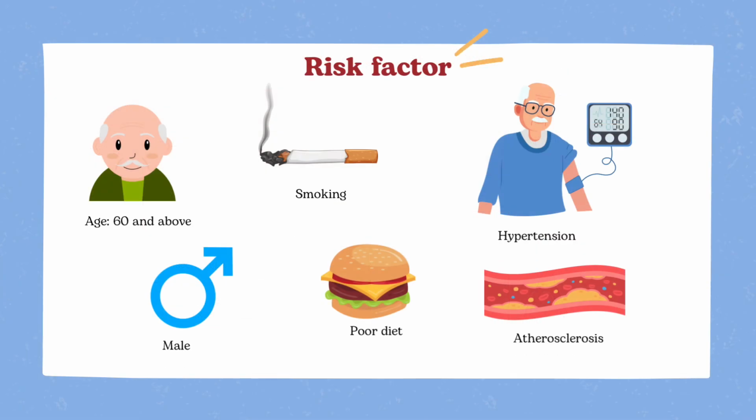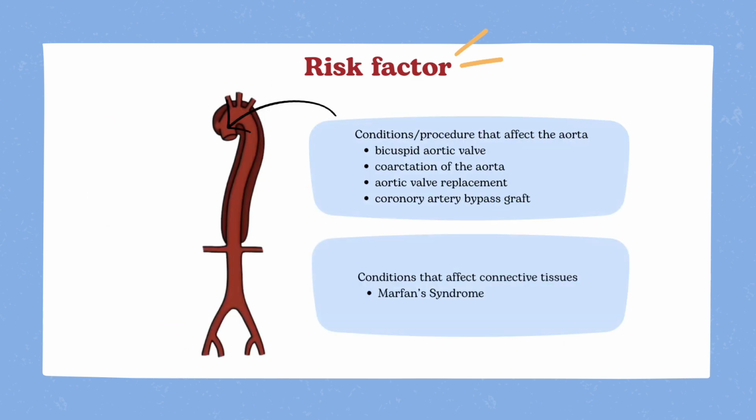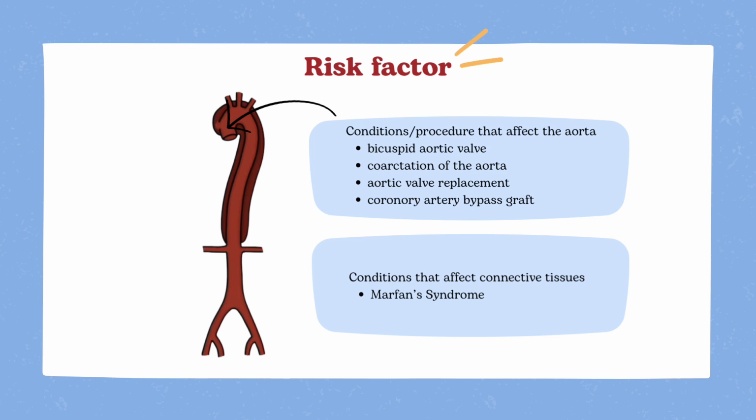The risk factors for aortic dissection include age, which is 60 and above, smoking, male gender, poor diet, hypertension, and atherosclerosis. Other risk factors include conditions and procedures that affect the aorta, which are bicuspid aortic valve, coarctation of the aorta, aortic valve replacement, and coronary artery bypass graft. Other than that, conditions that affect connective tissues are also risk factors, such as Marfan syndrome.